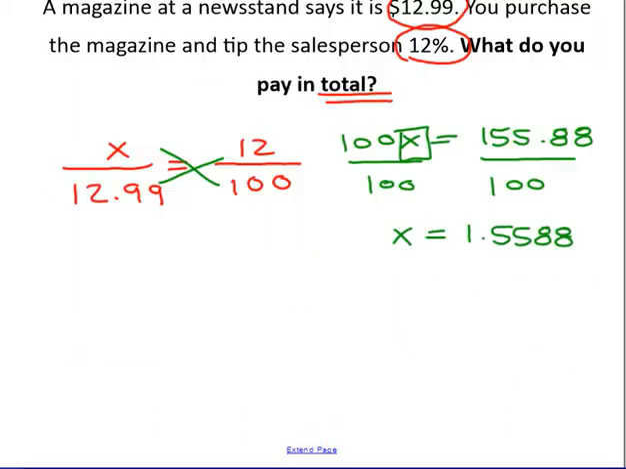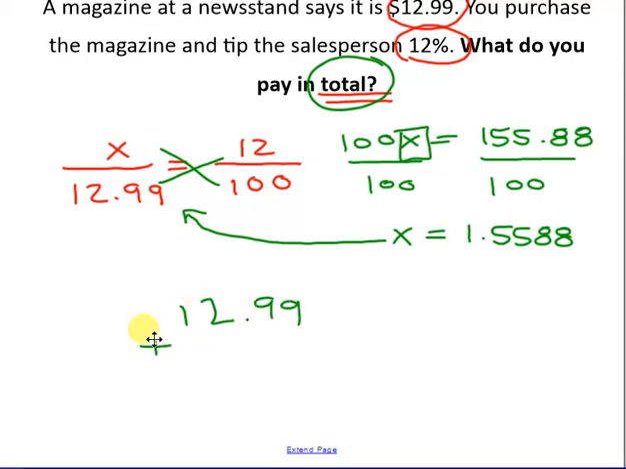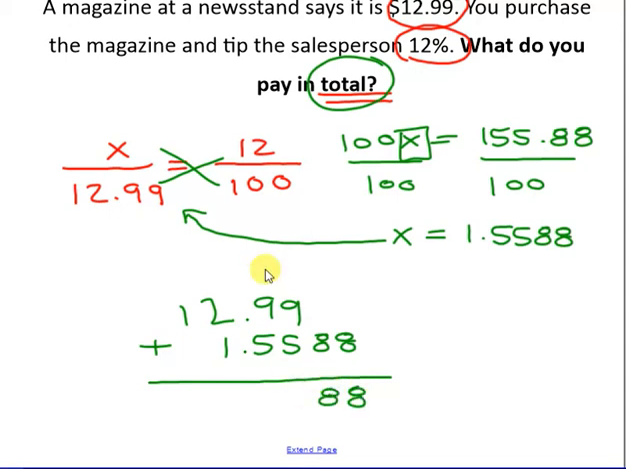1.5588. Now again, it's asking for the total, so I need to add that back to the total. So 12.99 plus 1.5588. I'm going to add those up. 14.5488, but that's not an acceptable way to write money. Only two spots after the decimal. So this 8 is going to tell this 4 to go up, and we get rid of the rest. So the total cost is going to be $14.55 for the magazine.